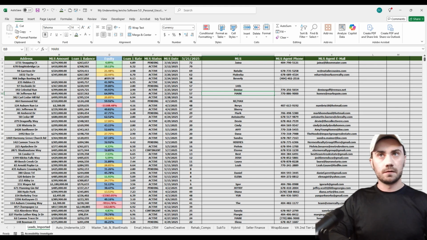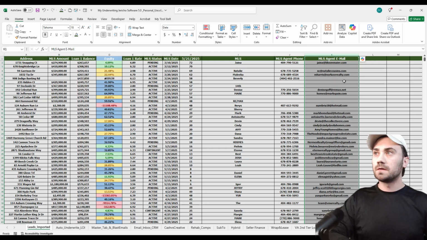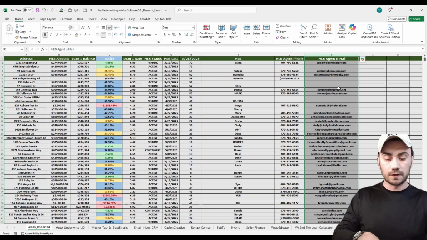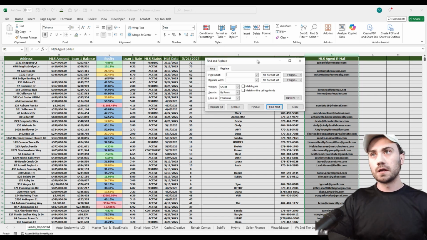Now, the last filter here that I want to include, which is going to be the very last one, is the MLS agent email. I want to make sure that I'm sending out LOIs to email addresses that are currently present on this dataset. I don't want to be wasting my time auto underwriting an LOI and then there's no agent email address associated with that property. So to make this look cleaner, we're going to click Control H on your keyboard.